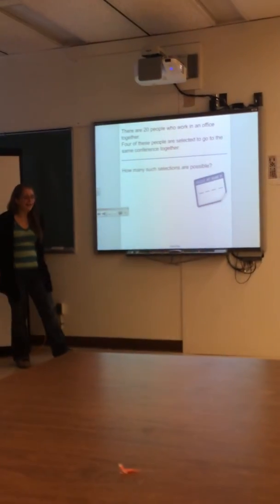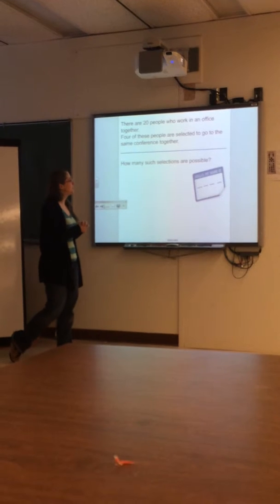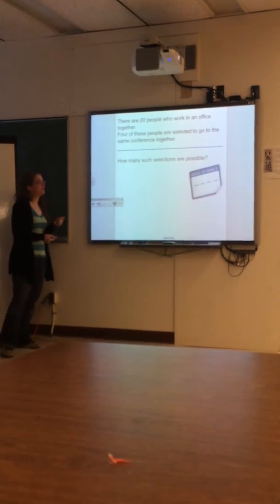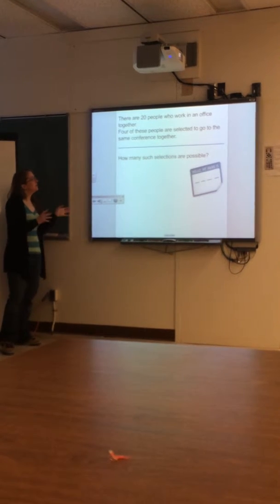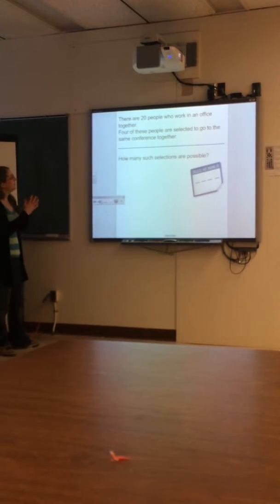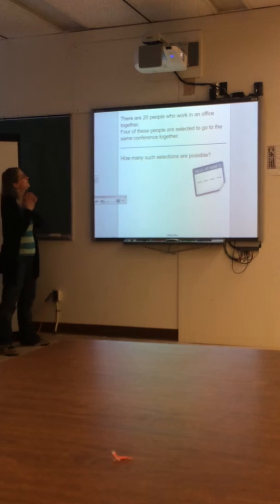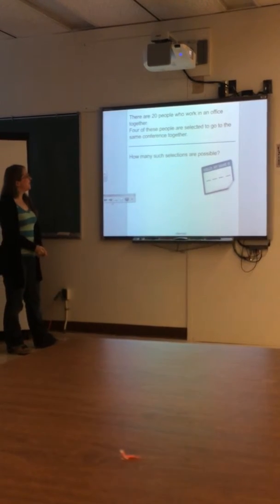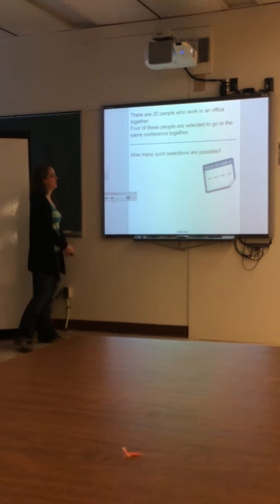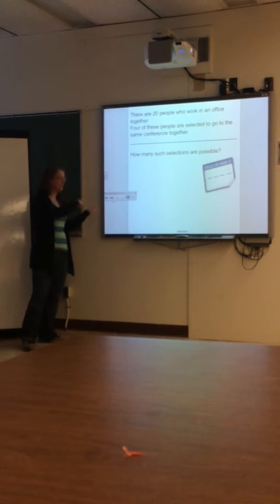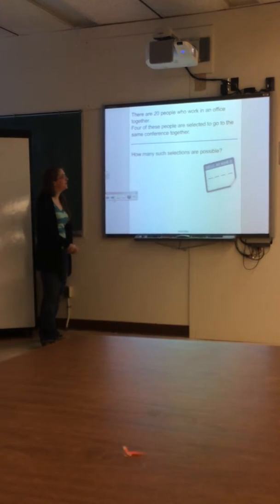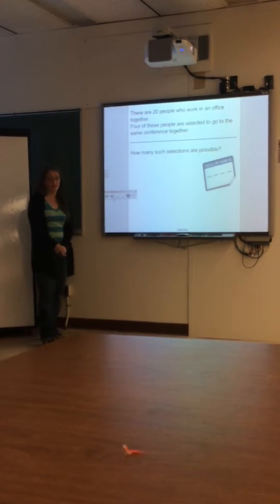All right, so we had one permutation question. We stuck in another one instead of just jumping right into combinations. So we would have changed it to 20 people who work in an office together. 4 of these are selected to go to the same conference together. How many such selections? So again, this time we would actually take, just like the other example, have the students work through it, find out how many solutions, make sure that they get them all.